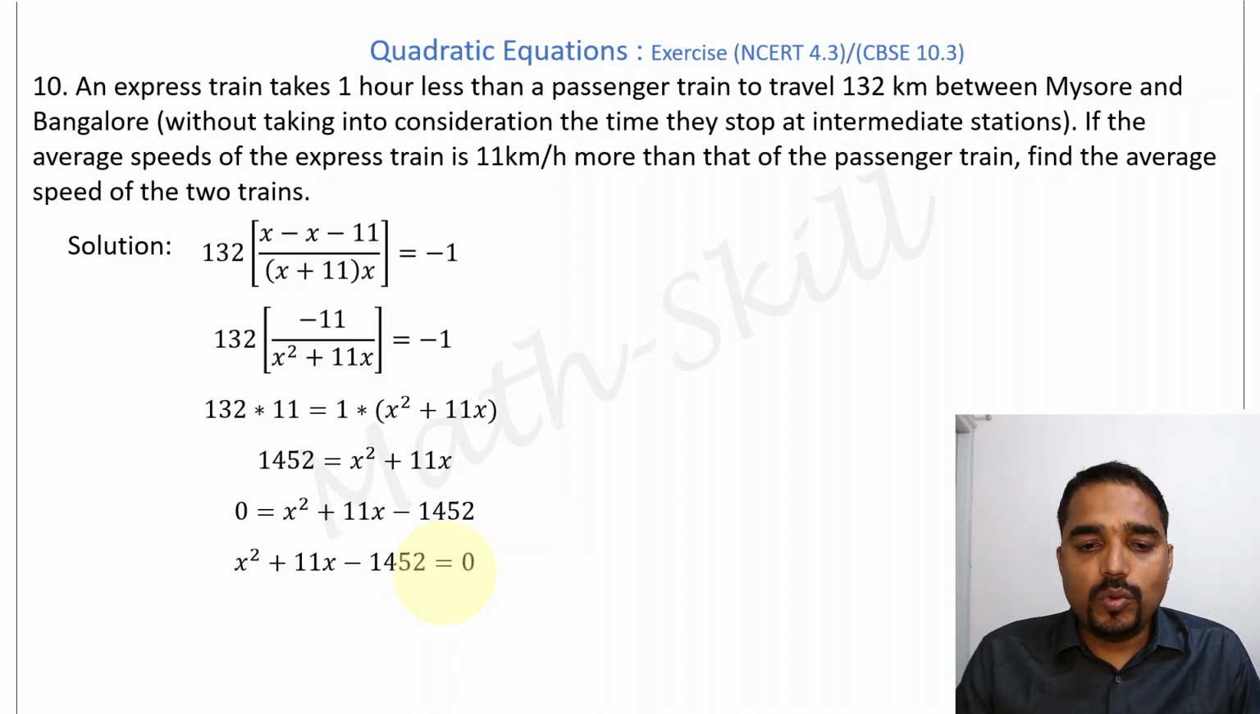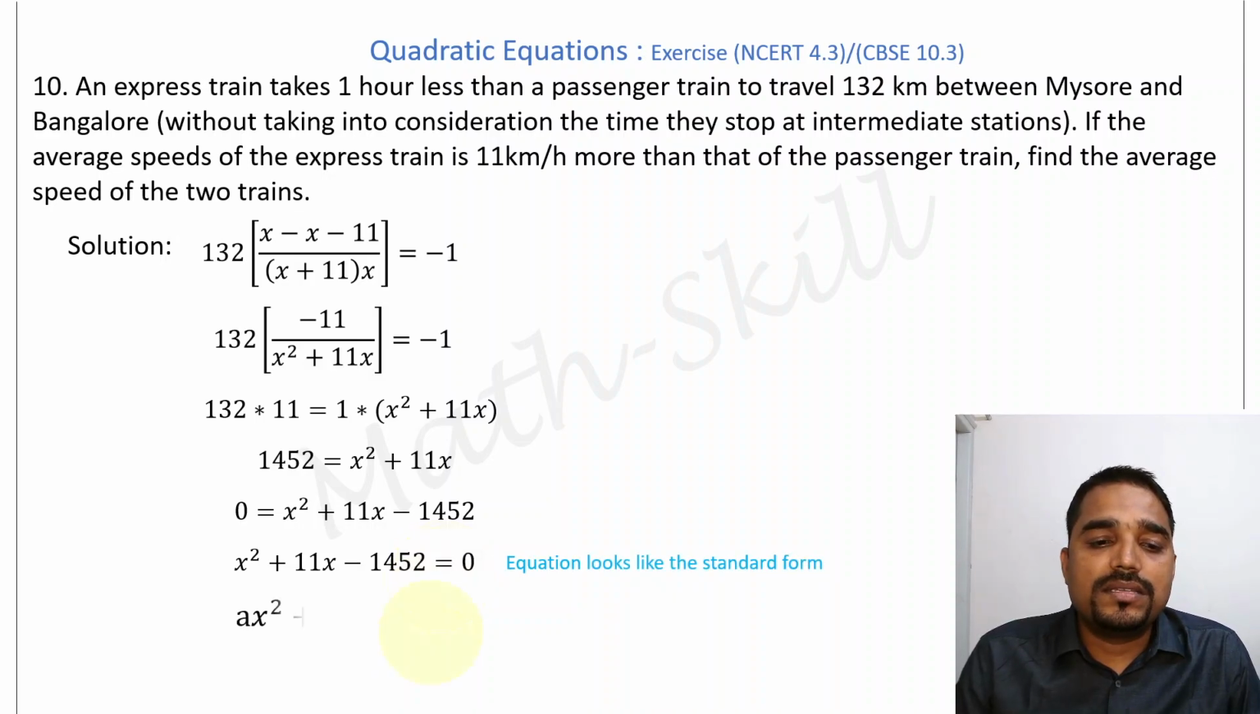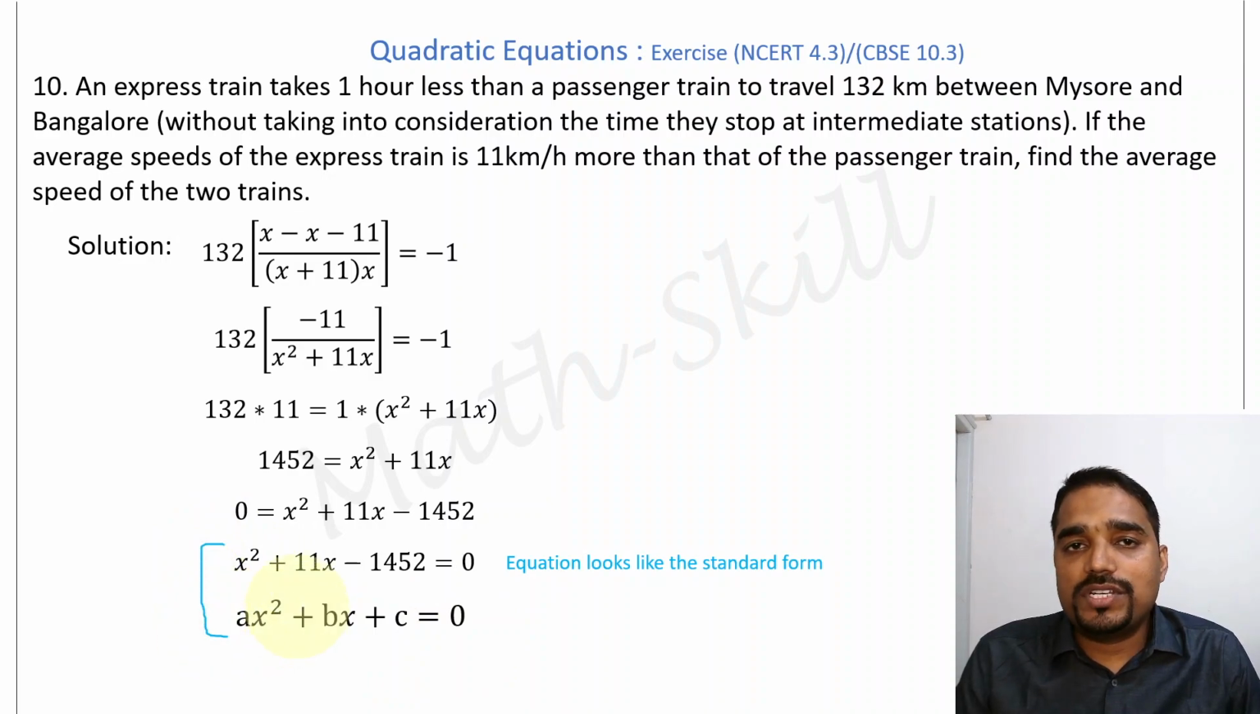This equation looks like the standard form, that is ax square plus bx plus c equals 0. The standard form of a quadratic equation is ax square plus bx plus c equals 0. So both the equations look similar. How can we say that both equations are looking similar? Because both the equations contain the first term as an x square term, the second term contains x in both the equations, and the third term is a constant term.